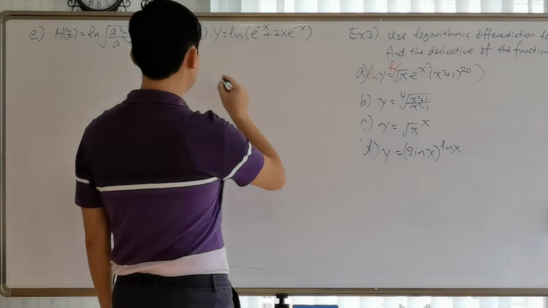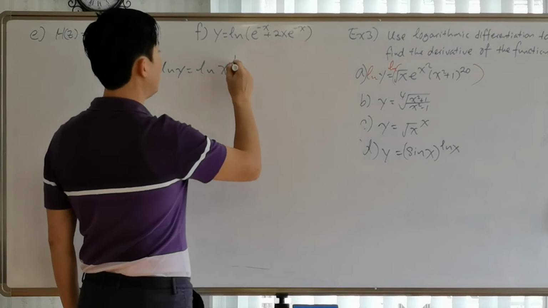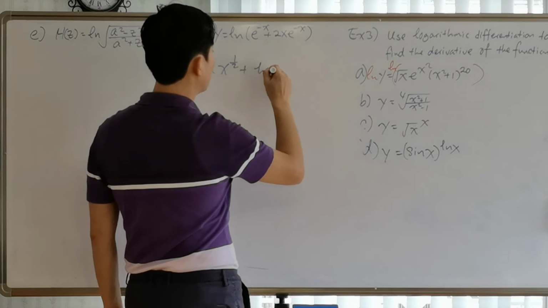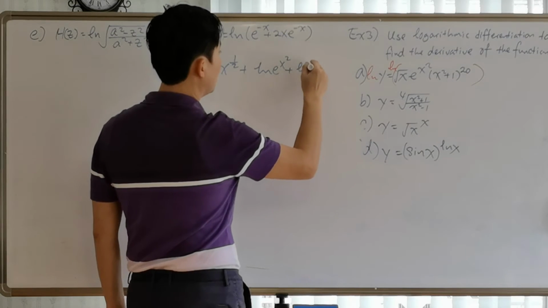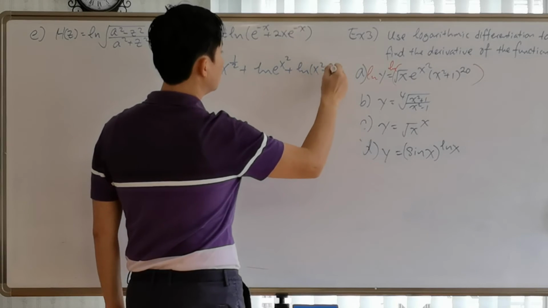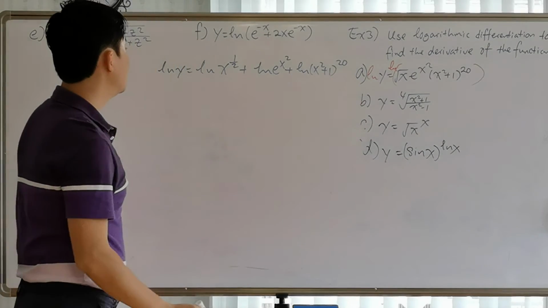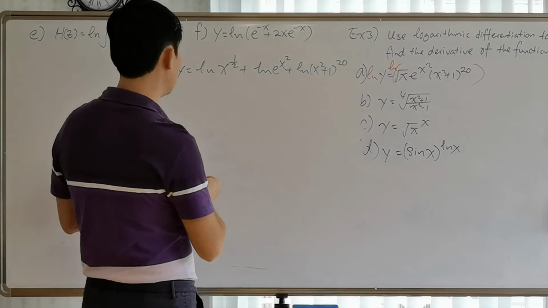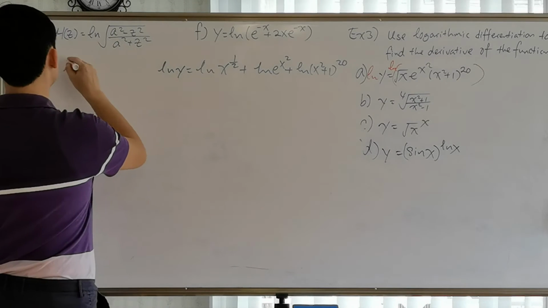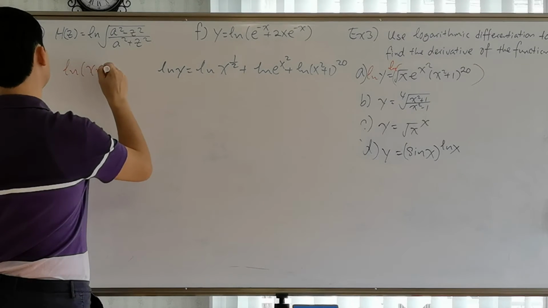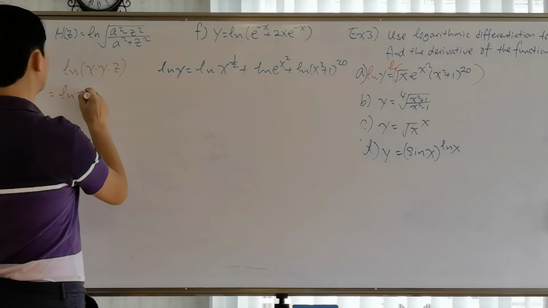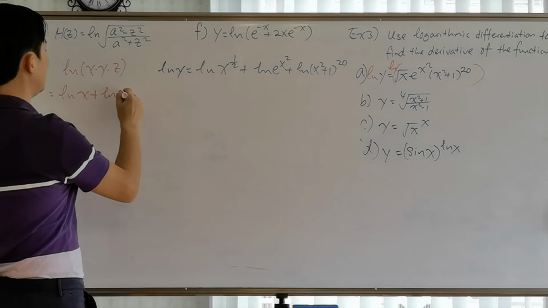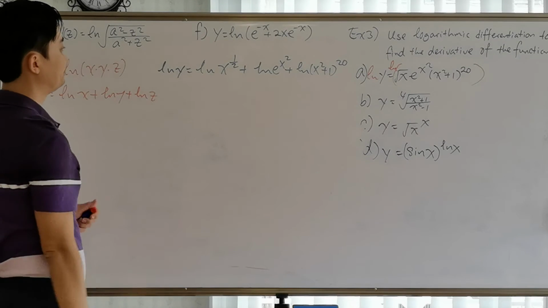So that equals natural log of x to the power 1/2 plus natural log of e to the power of x squared plus natural log of x squared plus 1 to the power of 20. What I did here is just use the product-to-sum property. Let's say we have x times y times z with the same natural log. You can always expand it into natural log of x plus natural log of y plus natural log of z.